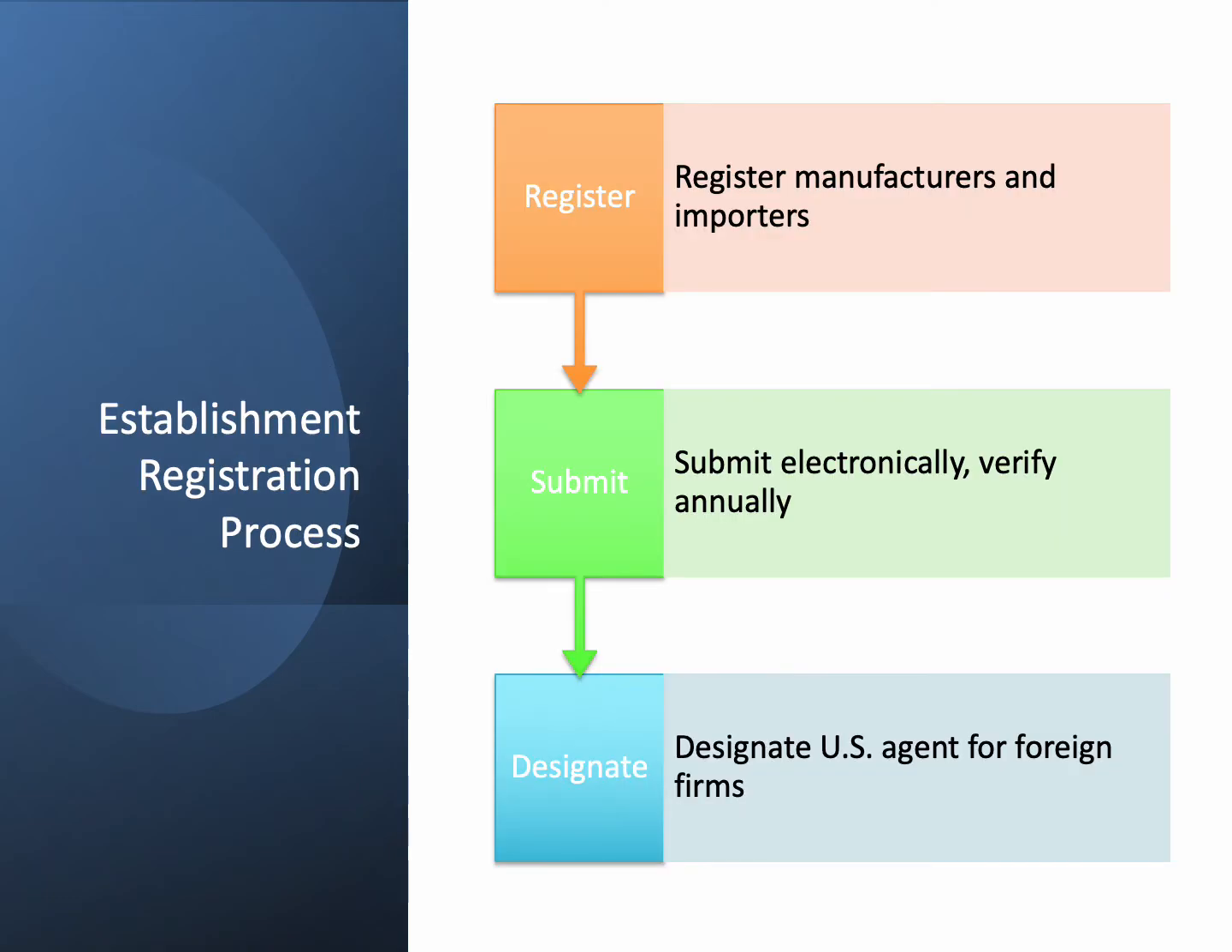Following regulatory methods, let's explore the establishment registration process in U.S. medical device regulation. Manufacturers, domestic and foreign, and importers must register their establishments with the FDA, typically electronically, unless a waiver is granted. Registration must be verified annually between October 1st and December 31st, and foreign manufacturers must designate a U.S. agent for FDA communication. For example, a U.S. bandage manufacturer registers to ensure oversight. Since 2007, most establishments pay a registration fee.